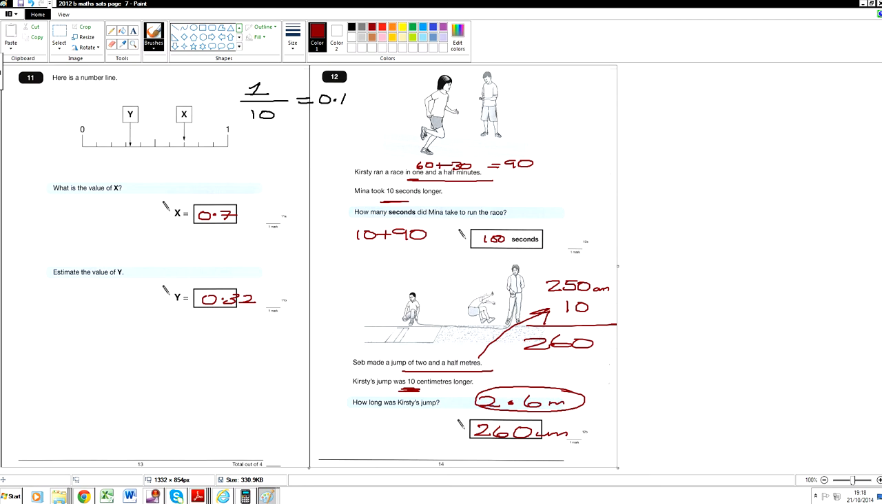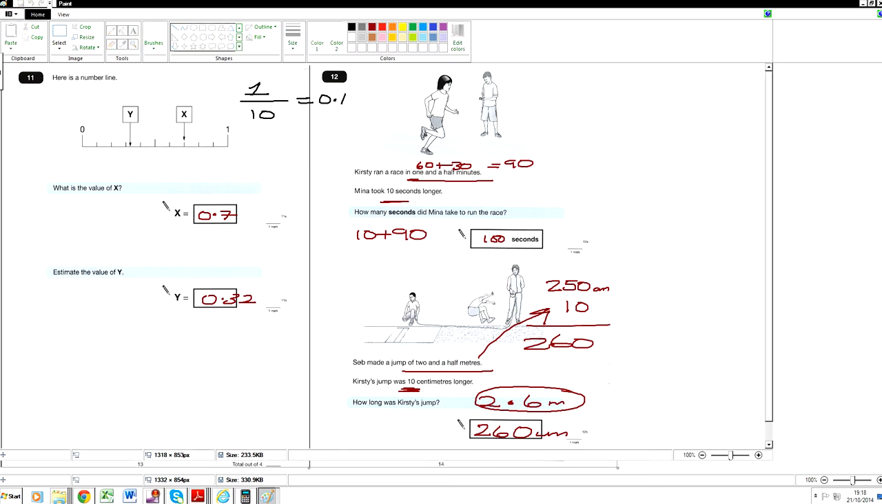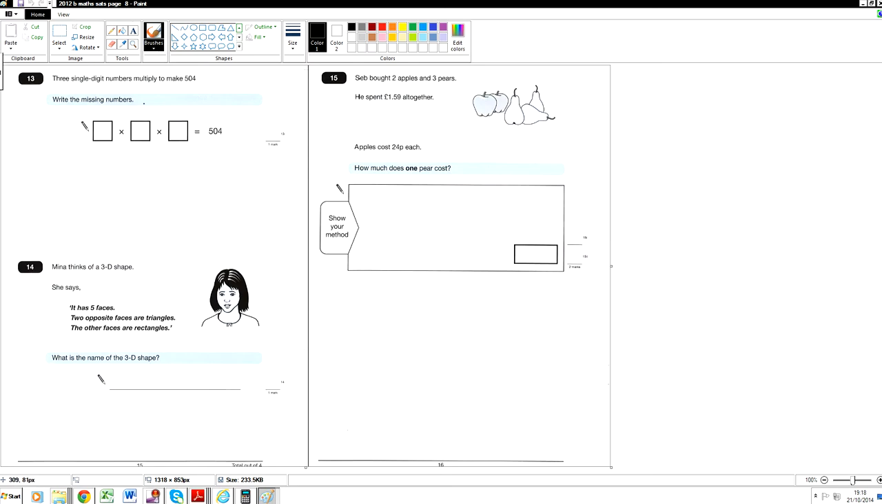Okay, next page. Right, 3 single-digit numbers multiplied to make 5 or 4. Write the missing numbers. Hang on a second. There won't be 2 in there, so we need to choose. We start off in our calculators with 5 or 4. It's got to be single-digit numbers.